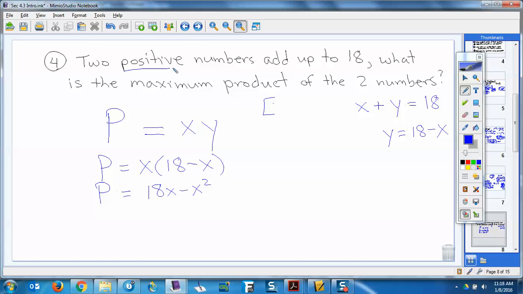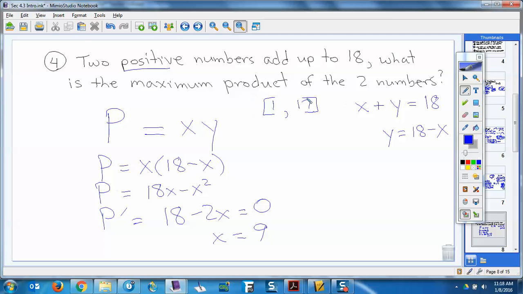1. It didn't say they had to be whole numbers, so it could be like 0.1, I suppose, but let's say it is whole numbers. So 1. And what's the biggest it could be? 17. If the other one's 1, the biggest the one could be is 17. So our endpoints are 1 and 17. And so then the next step is find the critical points: derivative, set it equal to 0. The derivative is 18 minus 2x. Set that equal to 0. You get x equals 9. X equals 9.